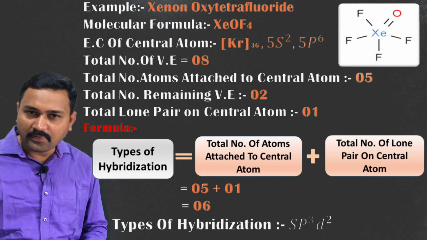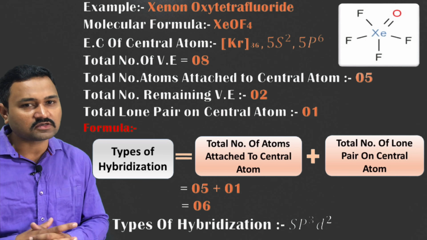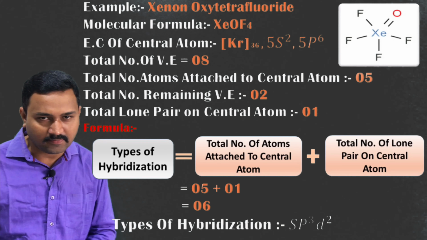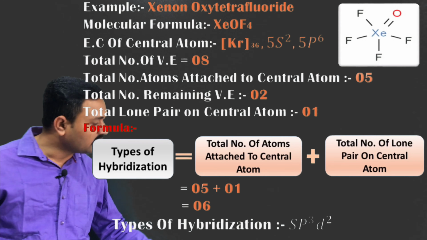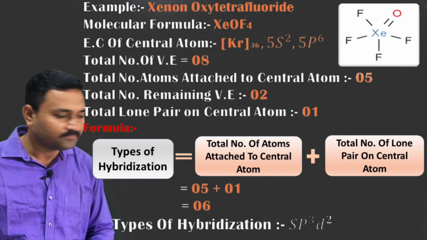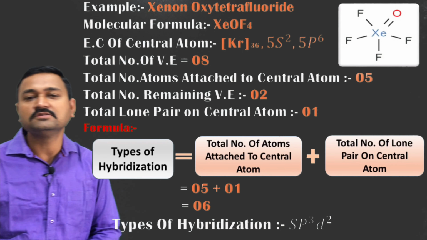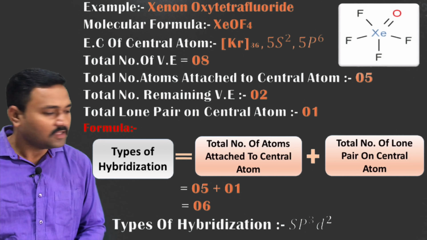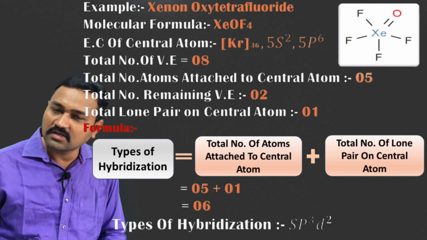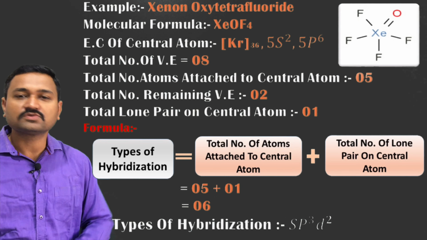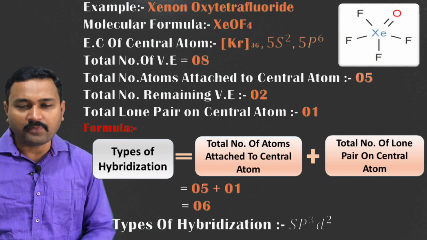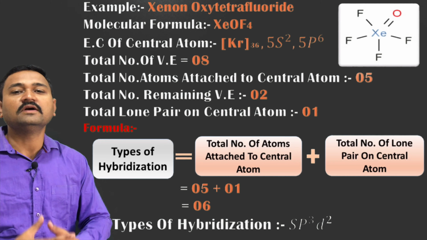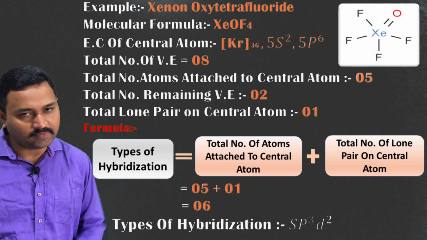Therefore, the type of hybridization in the xenon oxytetrafluoride molecule is sp3d2 hybridization. So, here 1 s atomic orbital is used, 3 p atomic orbitals are used and 2 d atomic orbitals are used. So, here 1 plus 3 plus 2 will be equal to 6. So, the type of hybridization in the xenon oxytetrafluoride molecule will be sp3d2 hybridization.